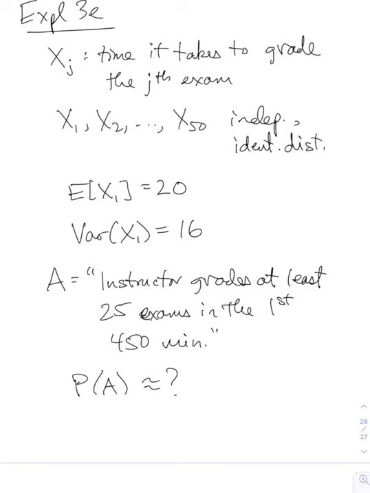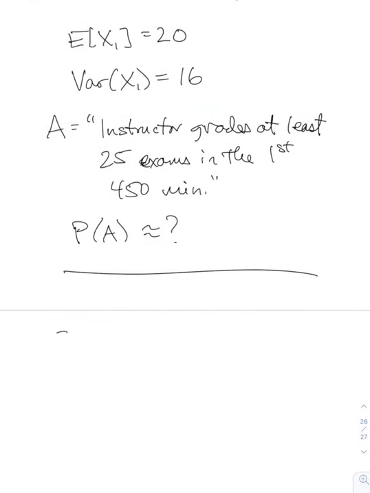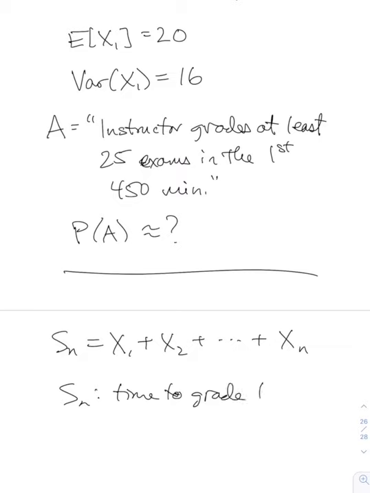if I look at the first 25, the question is phrased in sort of an odd way, but it's really saying that if you look at the first 25 exams, how long is it going to take the instructor to grade them? Will it take the instructor less than 450 minutes or more than 450 minutes? Right. So if Sn is the sum of the amount of time it takes, well, the sum of the first n x's, then one way to interpret Sn is it's the time to grade the first n exams.